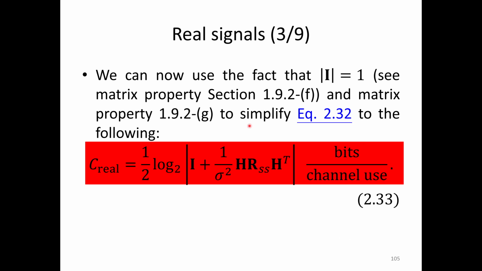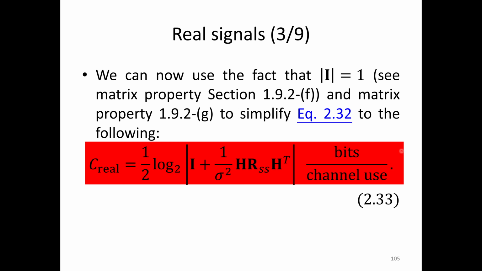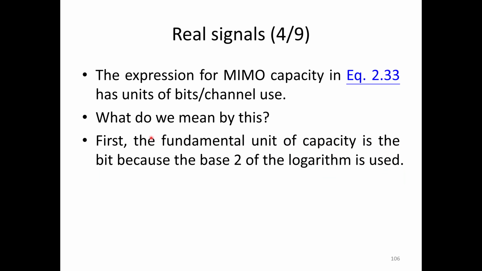So we have derived this equation 2.33. The expression for MIMO capacity in equation 2.33 has units of bits per channel use. We can see that the unit of equation 2.33 is bits per channel use.